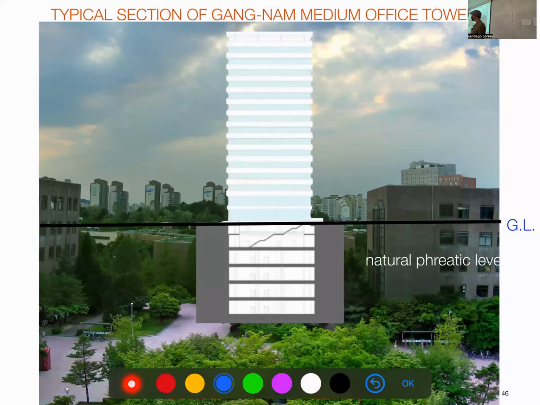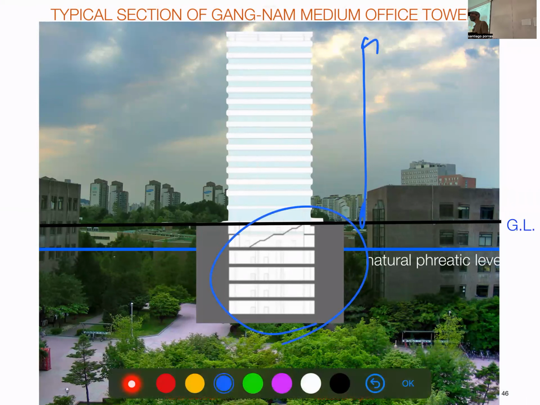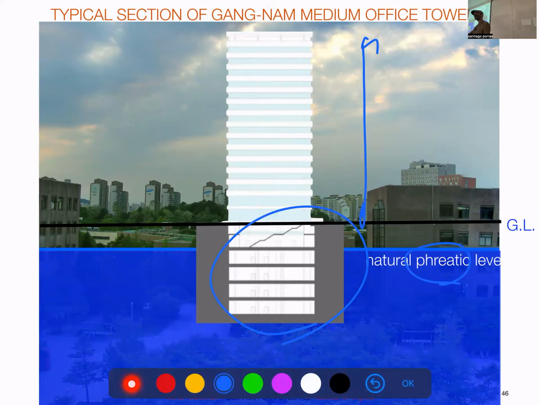This is a section of an average small office tower. Because the ground is so expensive, the basements are huge, but Hangang or Gangnam is riverside. So you have phreatic water, which is groundwater, underground water. Most basements are underwater.